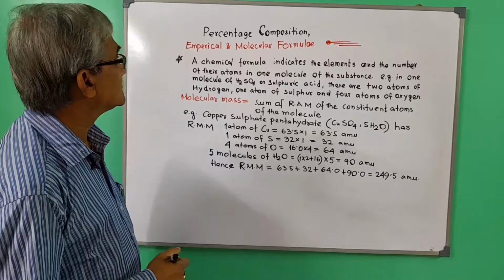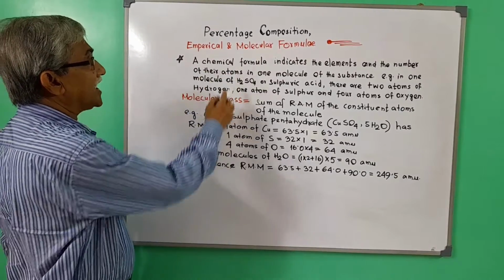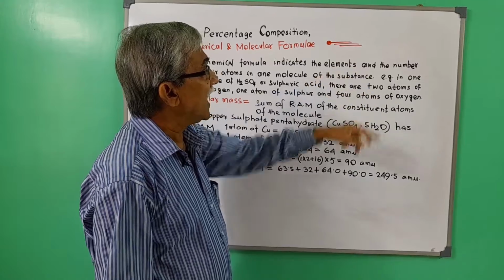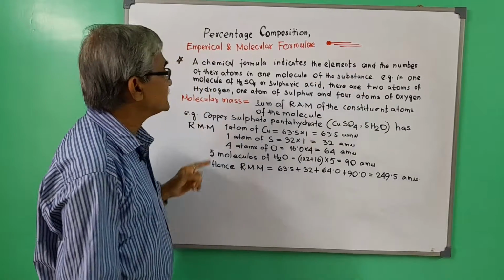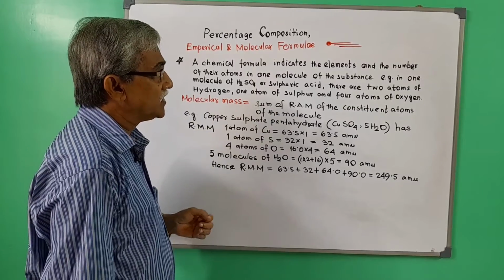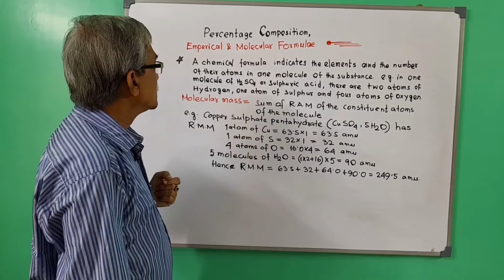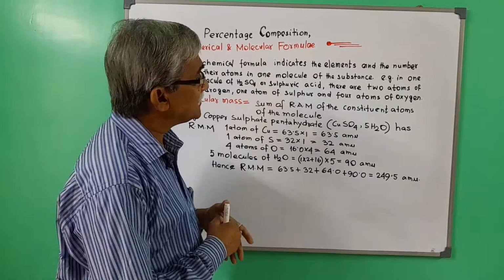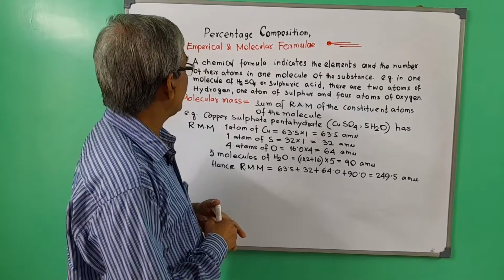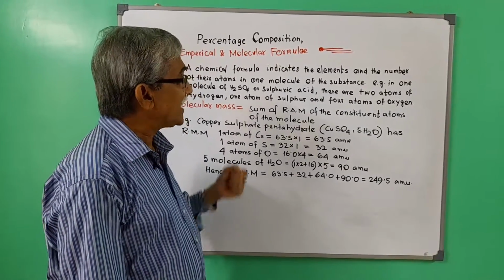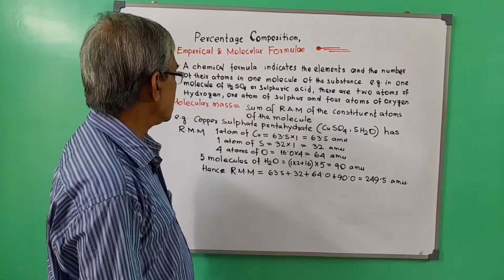So let's start. A chemical formula indicates the elements and the number of their atoms in one molecule of the substance. For example, in one molecule of H2SO4 or sulfuric acid, there are 2 atoms of hydrogen, 1 atom of sulfur and 4 atoms of oxygen.